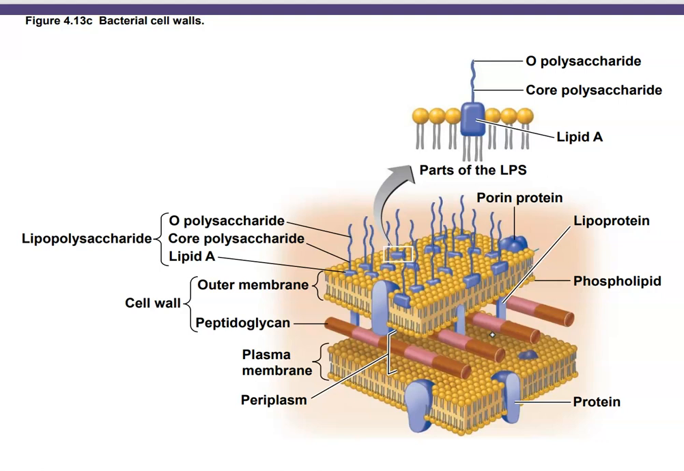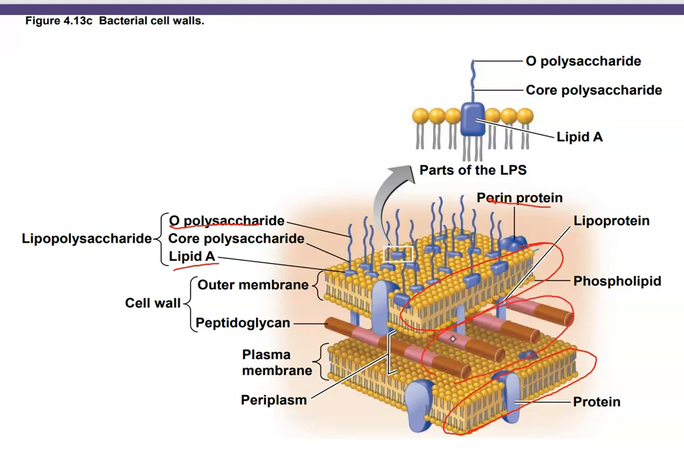We have a phospholipid bilayer with, of course, proteins embedded in there, and here's your phospholipid bilayer on the bottom. Then we have a phospholipid bilayer on top that has some porin proteins embedded into it, but nevertheless it's a phospholipid bilayer. It also contains this O polysaccharide and then lipid A and whatnot. So we have an outer membrane and an inner membrane, and in between these two membranes we're going to have our peptidoglycan.